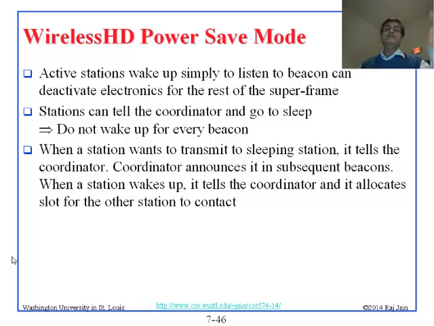So the coordinator keeps announcing in every beacon, number 3 wants to talk to number 1. When number 1 wakes up, 1 and 3 get together. As opposed to 11, where the data was buffered at the access point, here there is no access point, and the coordinator may not have extra buffer for this purpose, so they don't take that responsibility. It just remembers who wants to talk to whom.